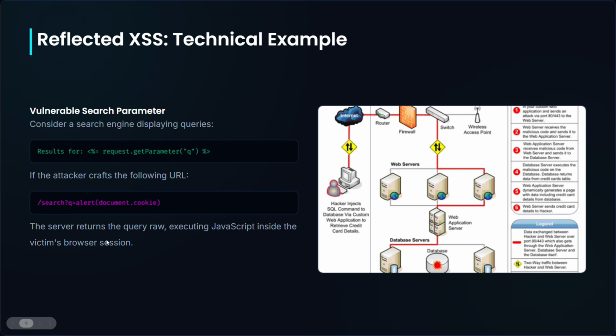The server returns the query, executing JavaScript inside the victim's browser session. This is how the attacker tricks particular victims or authorities present in an organization, like famous organizations.